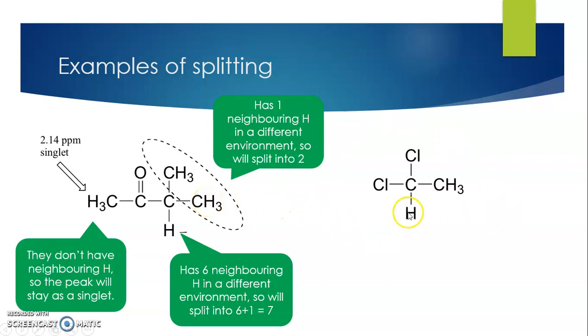In this molecule, again, it's a similar situation to this part of the molecule here. This hydrogen will cause the peak produced by the 3 hydrogens to split into 2, becoming a doublet, and the peak produced by this hydrogen will split into a quartet. Okay.